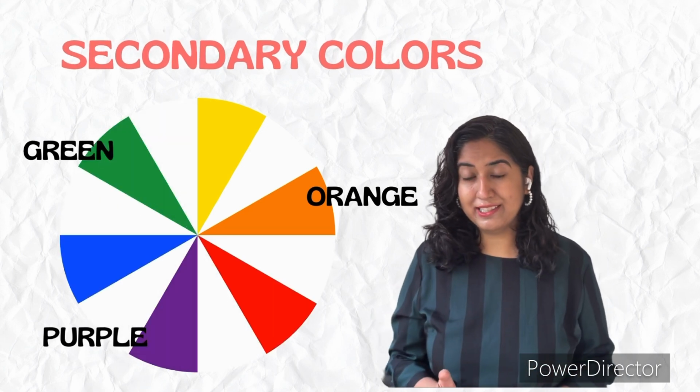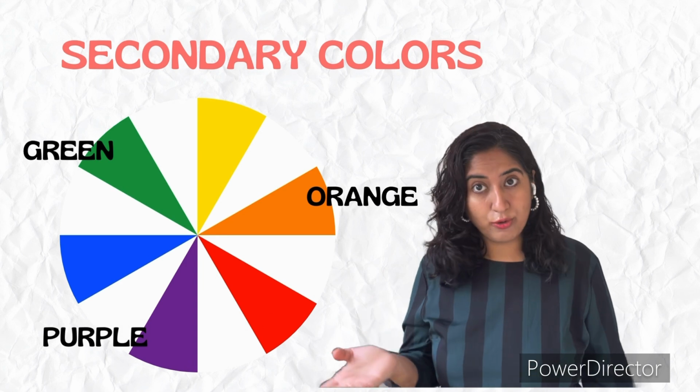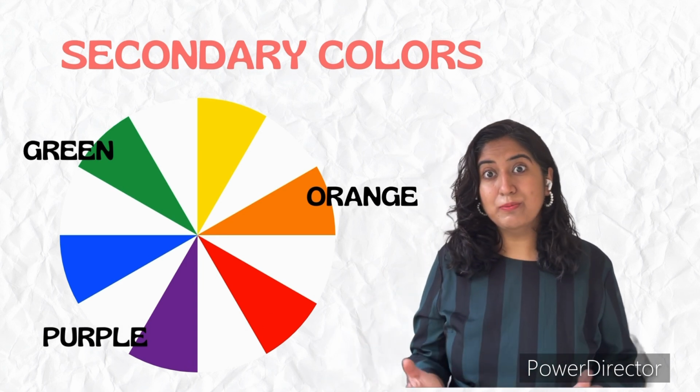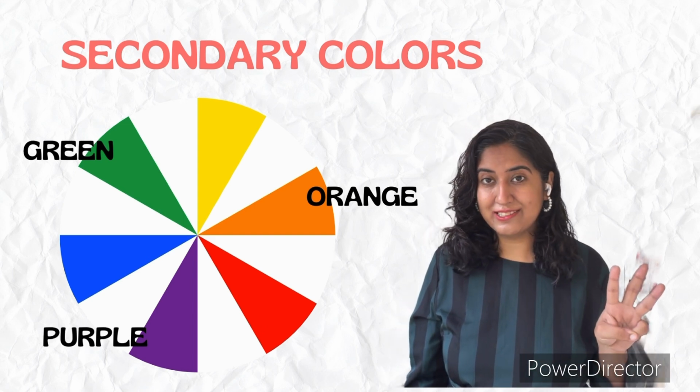Combining two primary colors leads to a secondary color. So red and yellow makes orange, yellow and blue makes green, and red and blue makes purple. So you get three primary and three secondary colors.